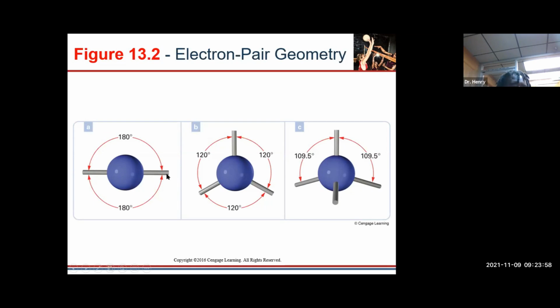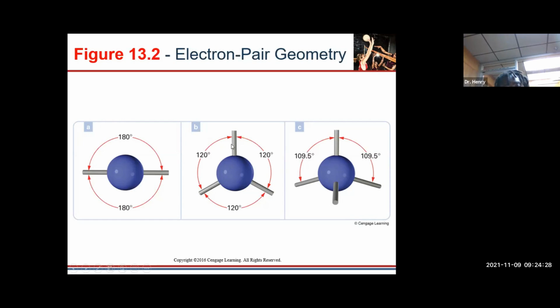So if we have an electron pair here and an electron pair here, this is our center atom. The sticks represent the electron pairs. Those electron pairs are going to try to be as far away from each other as possible, so it's going to be 180 degrees. That would be our electron pair repulsion angle, right? They're 180 degrees away from each other, because that's the furthest distance they can get away from each other.